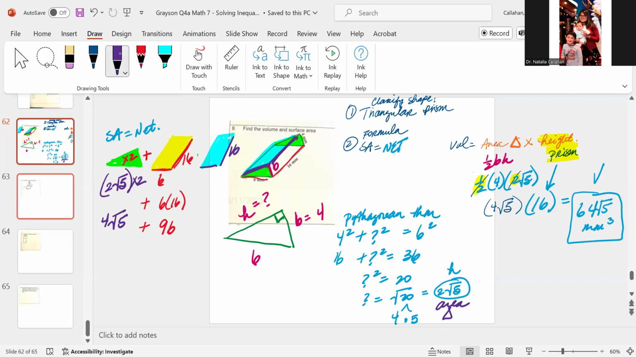Oh, hold on a second. We fudged up, I think. Yeah, I did. No, the height of that is 2 square root 5, right? This is 2 square root 5. This was the area of the triangle, right? So I'm just going to change this. 4 square root 5.